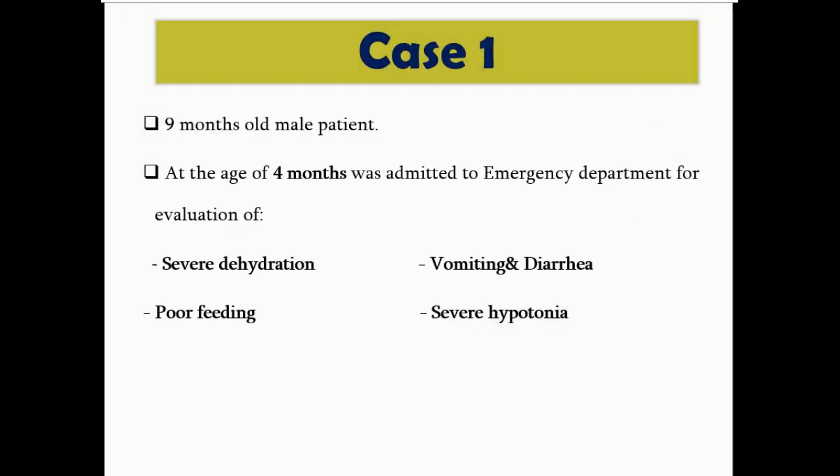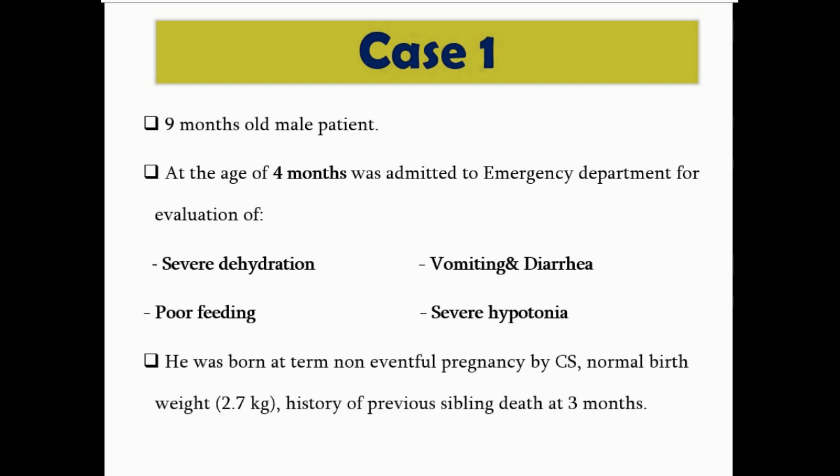He presented to the emergency department at the age of 4 months for evaluation of severe dehydration, preceded with vomiting, diarrhea, and poor feeding and severe hypotonia. This patient had a normal antenatal and natal history, but has a previous history of sibling death at the age of 3 months with a similar condition of gastroenteritis.